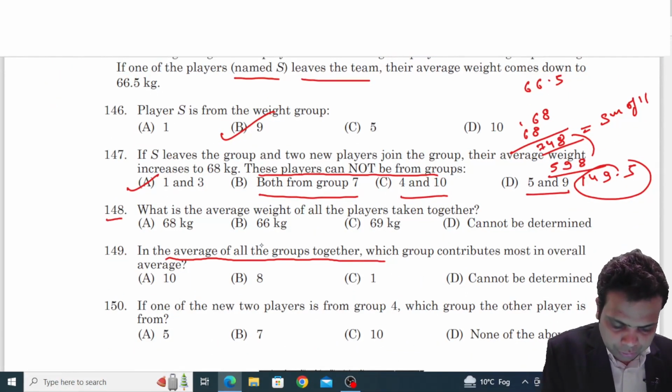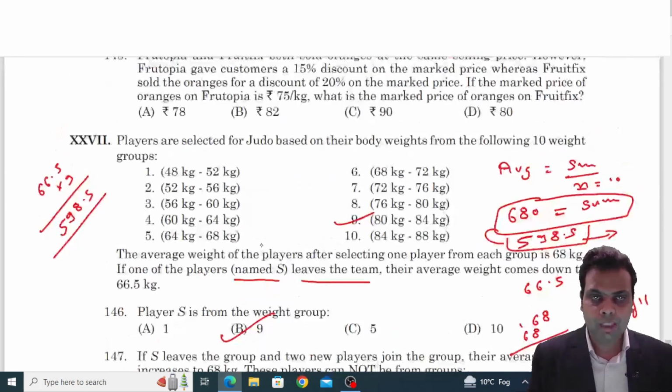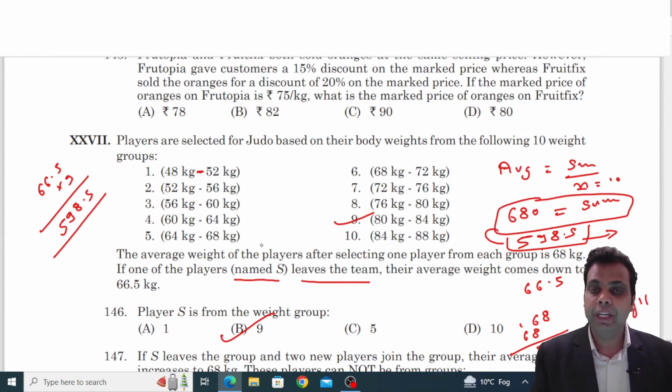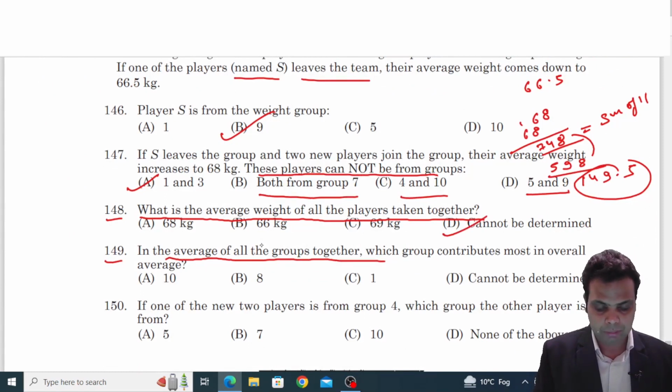And question number 148, see question number 148, 149. What is the average weight of all players taken together? Means there are 10 groups, but it's not defined which weight player is taken, right? All their differences are given, means 68 to 52, that is given, but particularly it's not said which player, what weight has been taken, so that answer cannot be determined. In the average of all the groups together, which group contributes most in overall average? Again, we cannot define that.